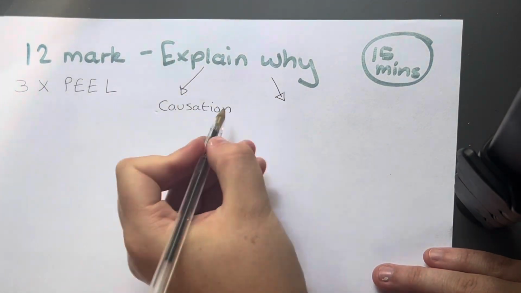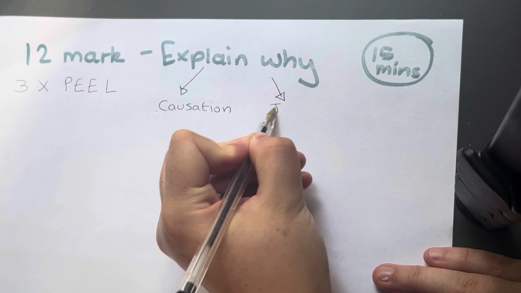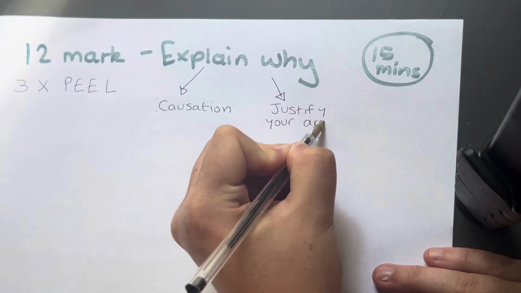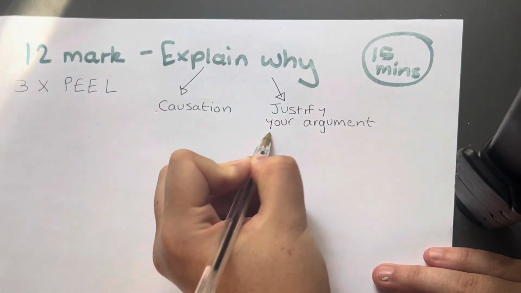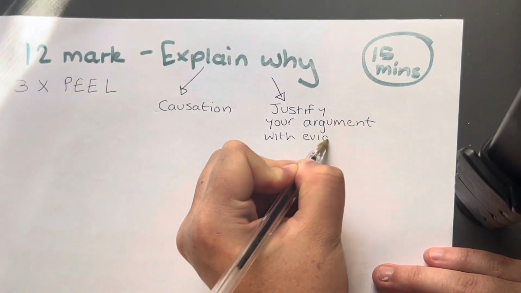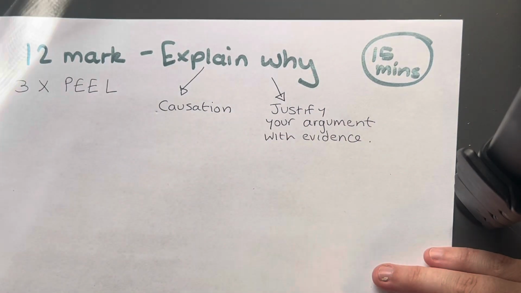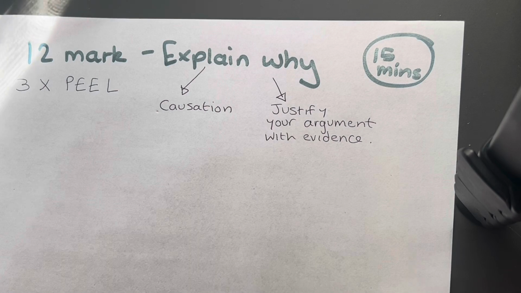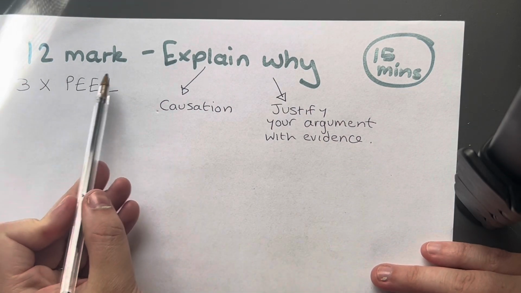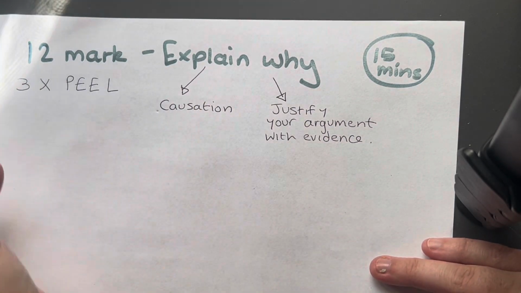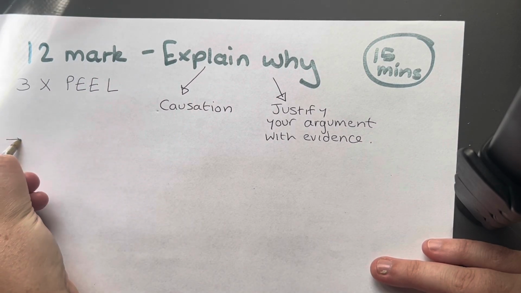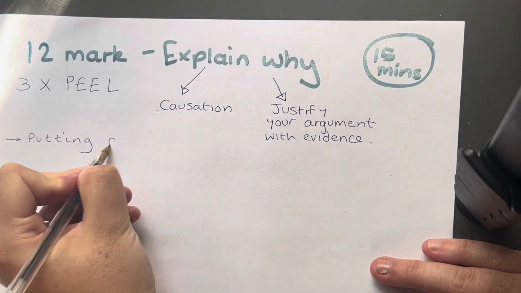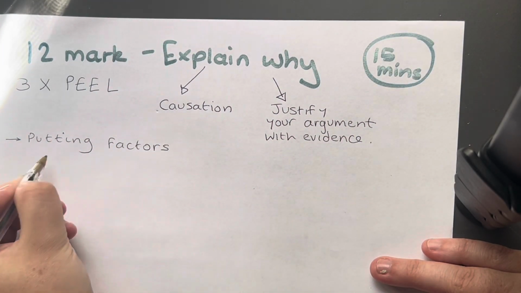And because it is asking you why, and because it is explain, you need to be able to justify your argument with evidence. So, some sentence starters that you can use regardless of whatever paper you're doing. Okay, if you want to get into the top band on the mark scheme, one thing you want to make sure you're doing is putting your evidence and your factors in order of significance.